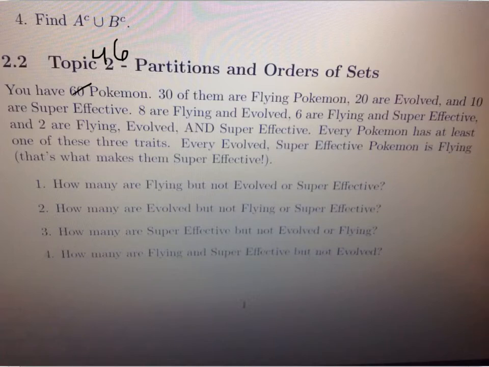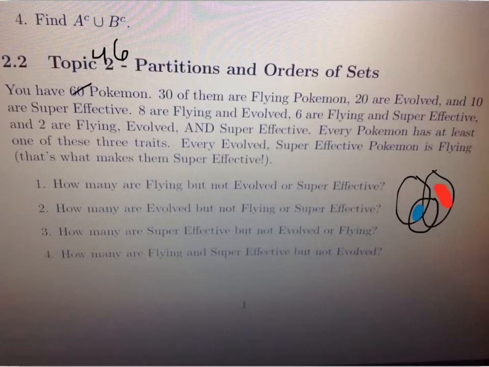But first off, I want to point out the way I'm going to do this is I'm going to make a Venn diagram on the next slide, and each separate area is going to be a separate partition. So this is going to be the things that fit in 2 sets but not the third. Okay, so you want to think of each possible shape as its own partition, and then there's another partition here. These are the things that are only that type. Okay, so we have flying, evolved, and super effective.